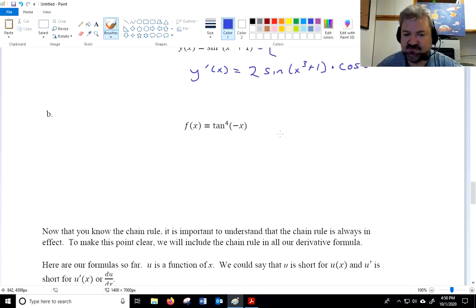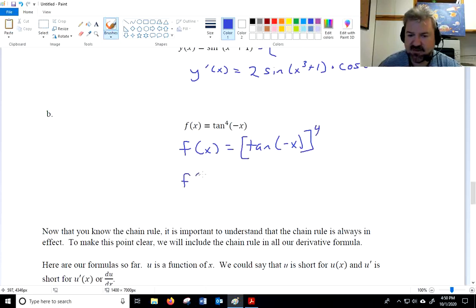The tangent to the fourth of negative x. Let's rewrite that first off as tangent of negative x to the fourth power. And then we'll say f prime of x is equal to 4 tangent negative x cubed. And I could put the cube there if I want now, but I'll leave it on the outside. The derivative of tangent is secant squared u times u prime.